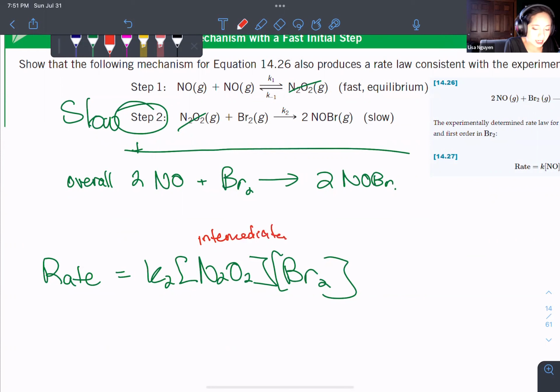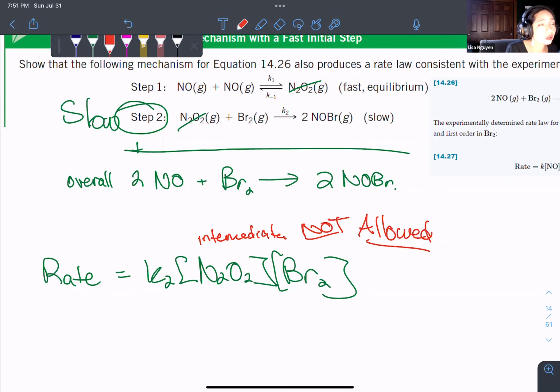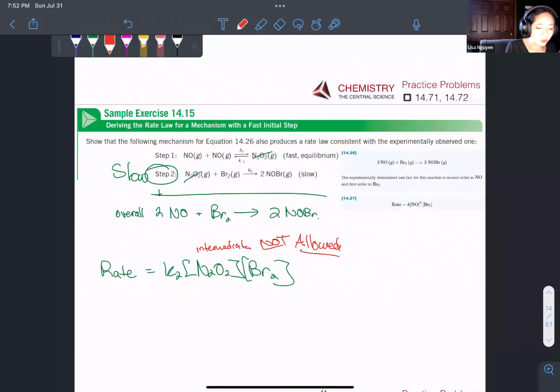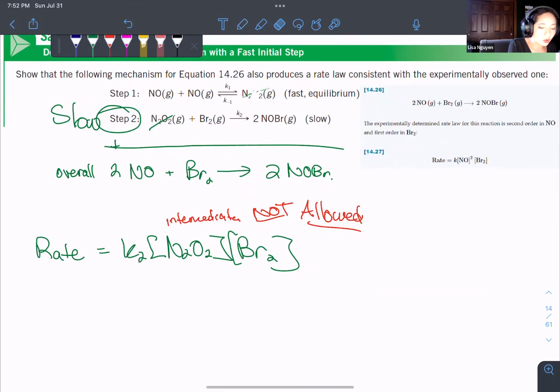So I think if you look at my key, I say not allowed. N2O2 doesn't belong in the rate law, so we need to get rid of it. The way we get rid of it is we look at the first step, which is an equilibrium. It's a fast equilibrium, so we will use that equation to help us get rid of that intermediate in our rate law.